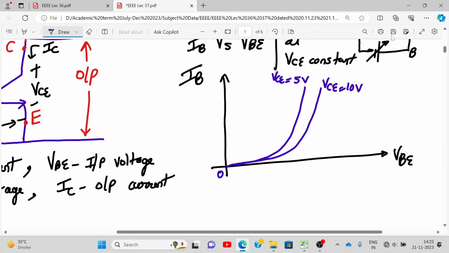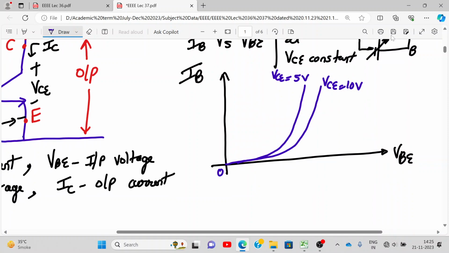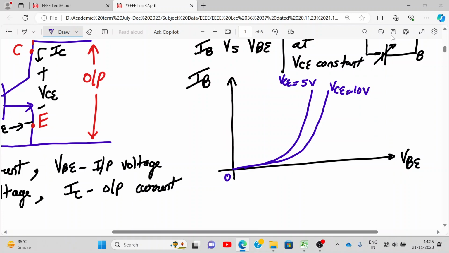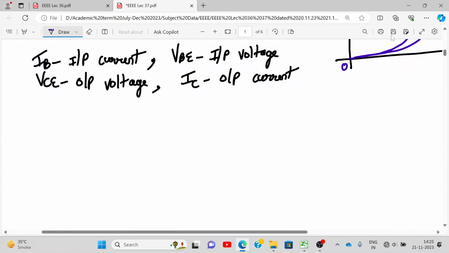I think you have plotted this characteristics only, input. So this is my input characteristics. Can I go to output characteristics? Okay, tell me, how do we plot output characteristics? Output characteristics is between output voltage and output current, right? So IC versus VC at what constant?